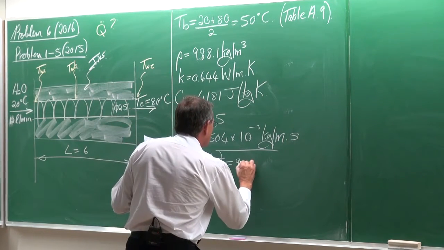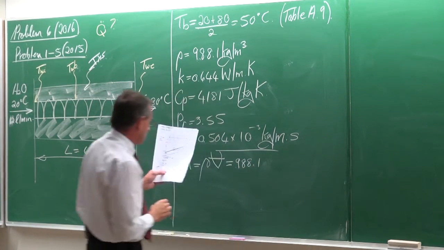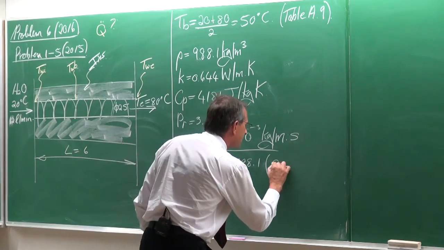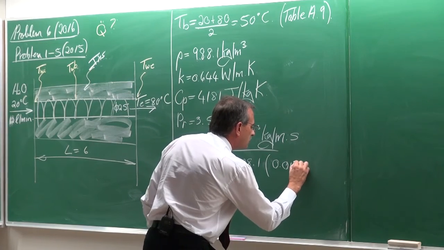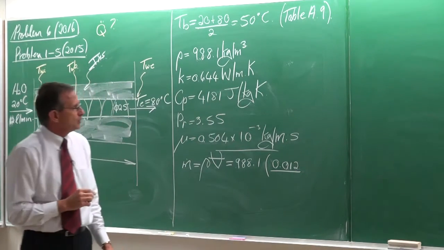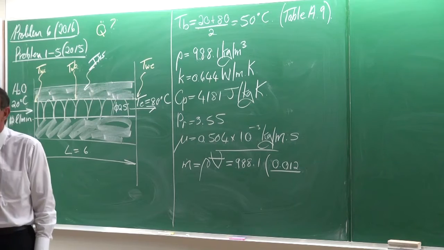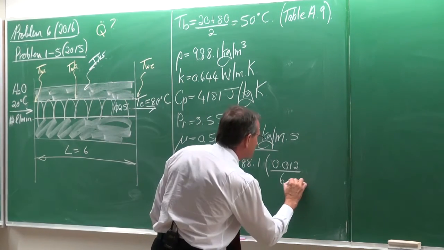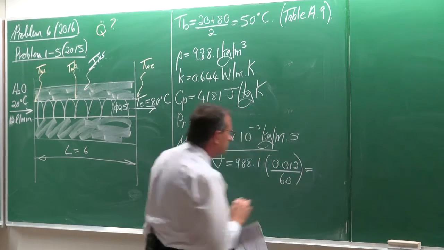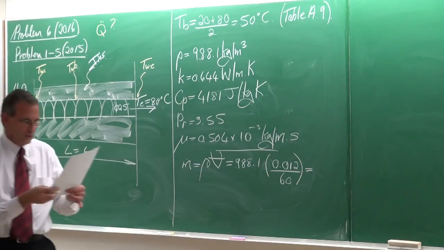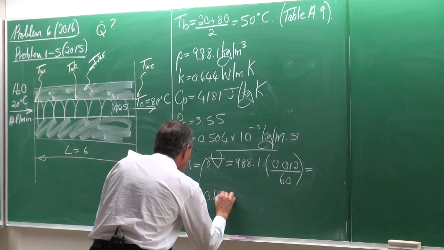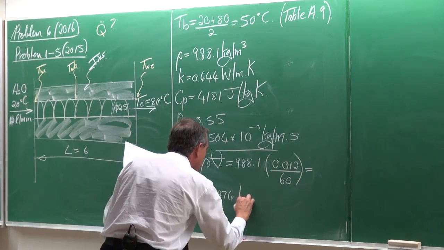The density multiplied by the volume flow rate in cubic meters per second. So it is equal to 988.1 multiplied by the volume flow rate. It's 12 liters. 12 liters is 0.012 cubic meters, and it's per minute, so we have to divide it to get it per second. So the mass flow rate works out as 0.1976 kilograms per second.